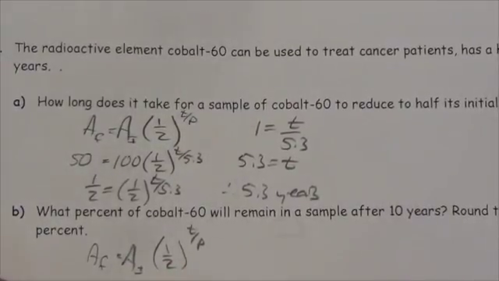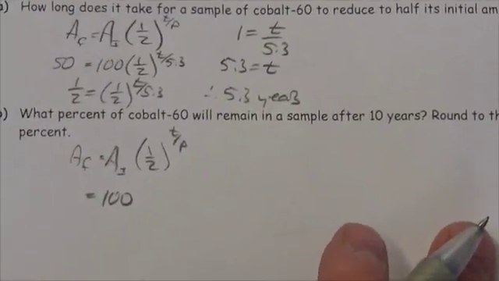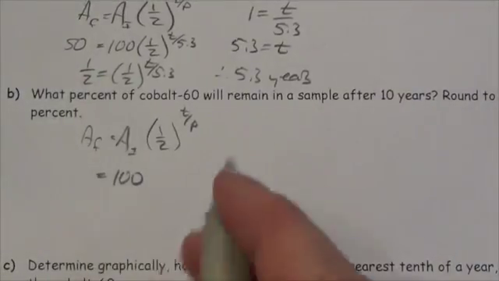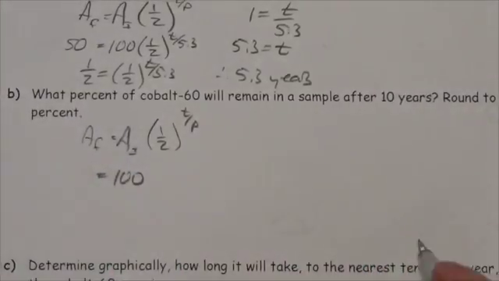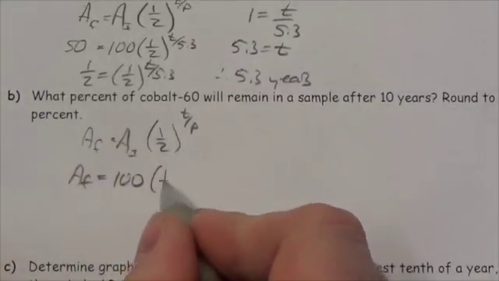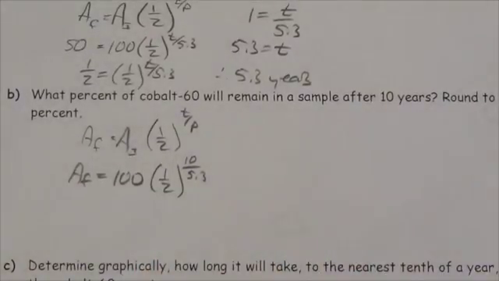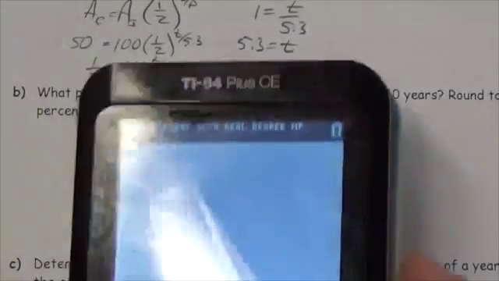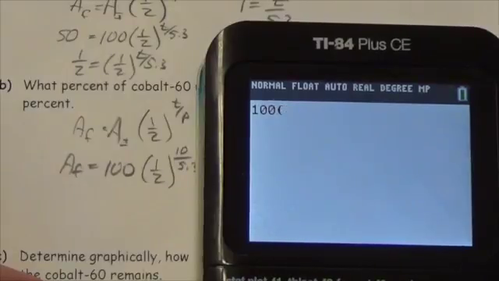So let's say we got 100. Sorry, I didn't move that up so you can see it. We're looking for the percentage that's left over, so let's assume that we start with 100. That way, whatever the final amount is, it will already be in the form of a percent. So the final amount will equal 100 times 1/2. Now we're looking at 10 years, and the half-life there is 5.3. So now we'll go to our calculator, and we'll enter that in: 100 times 1/2 to the exponent 10 divided by 5.3.